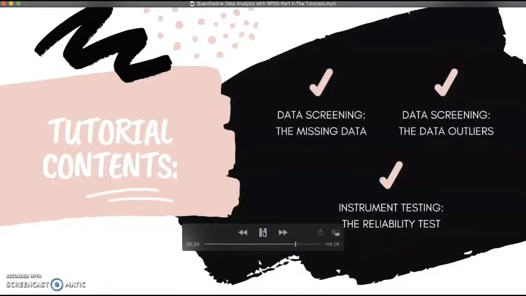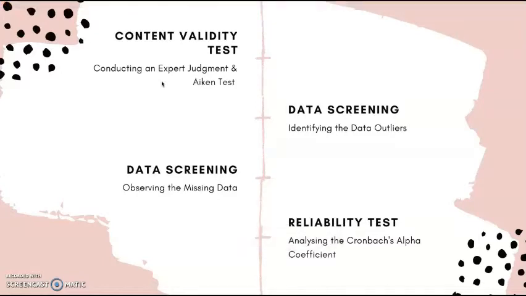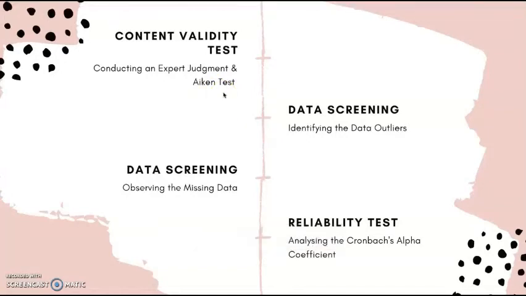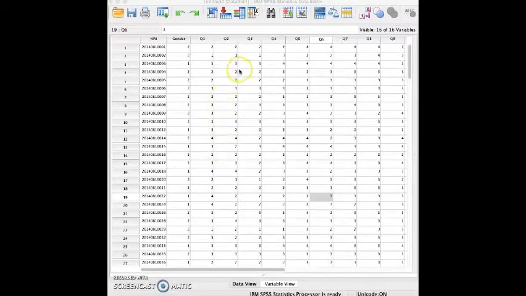Alright, before discussing the main agenda, let's have a quick review on the previous discussion. After consulting your research instrument, either a questionnaire or a test, to some experts for their justification, you analyze the results with the icon test. Then you distribute or administer your instrument to your participants. After you get a sufficient number of responses, you input the data into the SPSS program. What we are going to do next is continue with the data screening and also the reliability test. Okay, this is a sample of the data that I got.